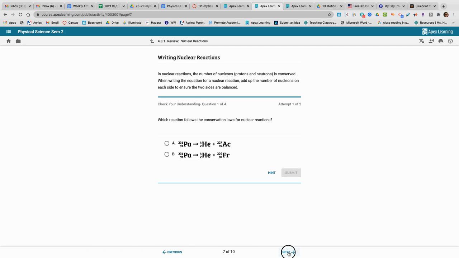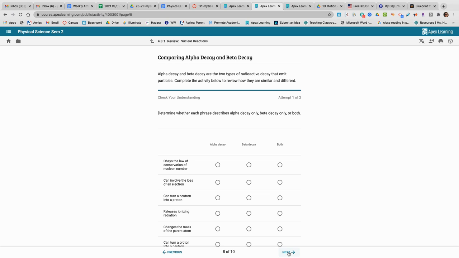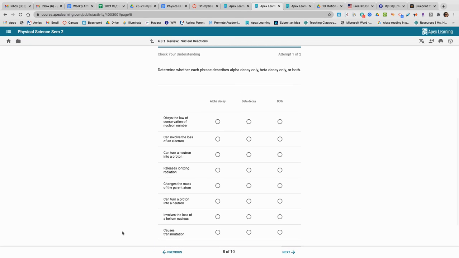Beta particles are much, much smaller. Beta particles are basically electrons. Knowing that, see if you can go through and choose the right ones for all of these. Obeys the law of conservation of nucleon number, can involve the loss of an electron, I just said it, can turn a neutron into a proton. These are back in your Unit 4 study. Make sure you go back and look at the difference between alpha particles and beta particles.